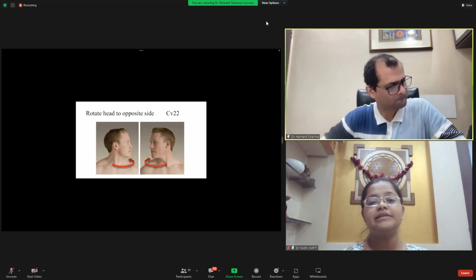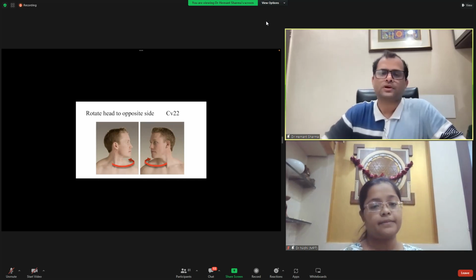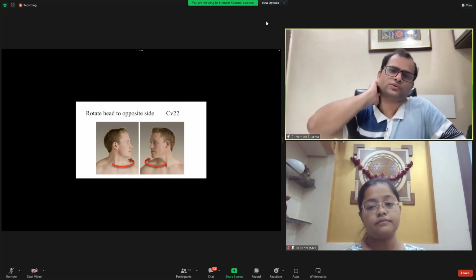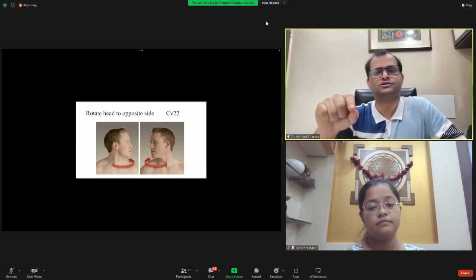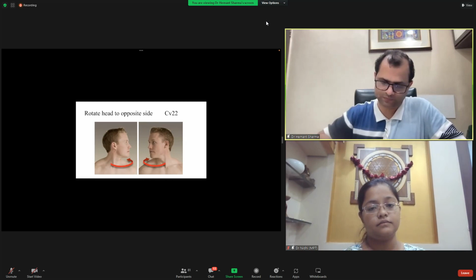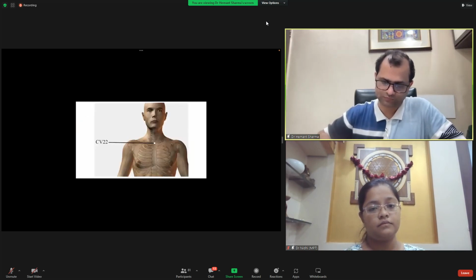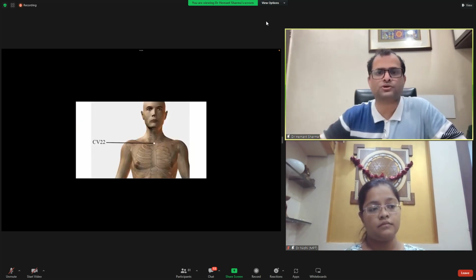So this point helps to improve the rotation of the head. So we know the location of CB22. First, I would like to tell you this movement. We know this movement. So this is the location of CB22 point.